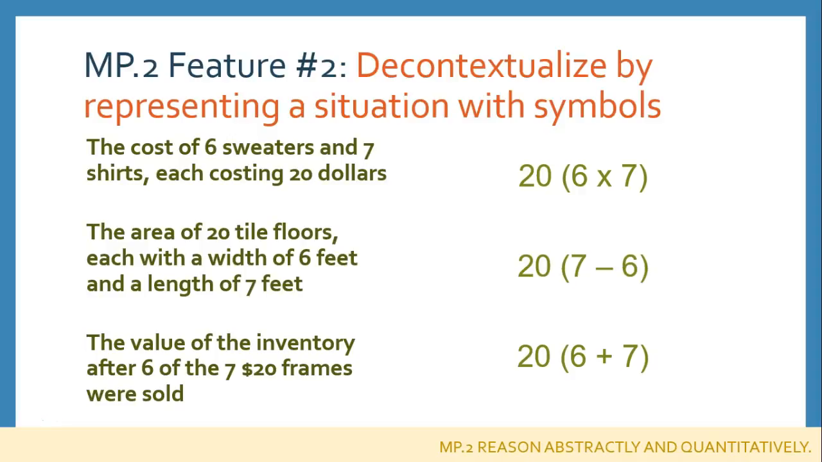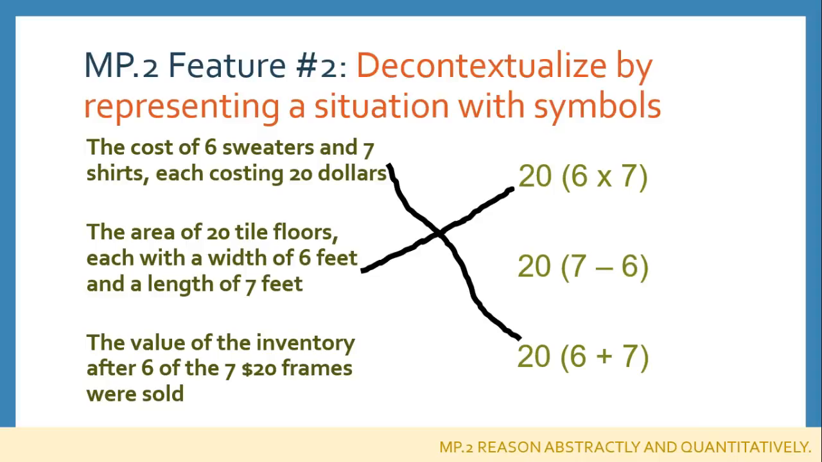For example, the phrases that you see on the left of the screen each match with an expression on the right of the screen. The cost of 6 sweaters and 7 shirts, each costing $20, matches 20 times the quantity, 6 plus 7. The area of 20 tile floors, each with a width of 6 feet and a length of 7 feet, matches 20 times the product of 6 and 7.